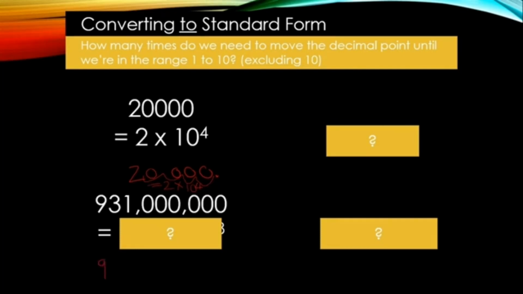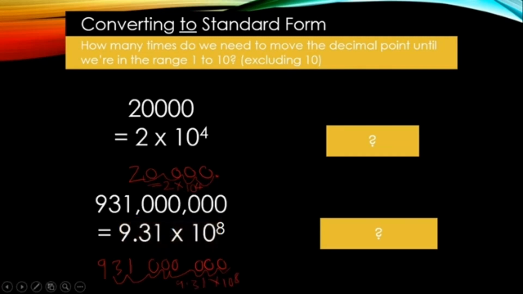Here we have 931 million. We need to put it into standard form. What can this number be? We need to make it 9.31. So we need to move our decimal point from the end here. 1, 2, 3, 4, 5, 6, 7, 8. So it will be 9.31 times 10 to the power 8. Let's check if our answer is correct. Yes, it is correct.